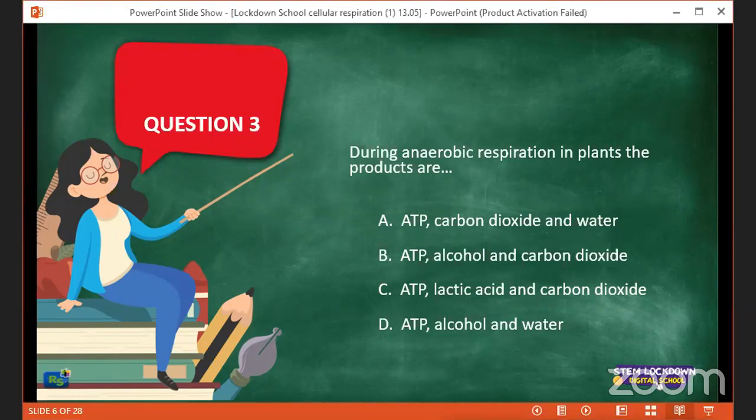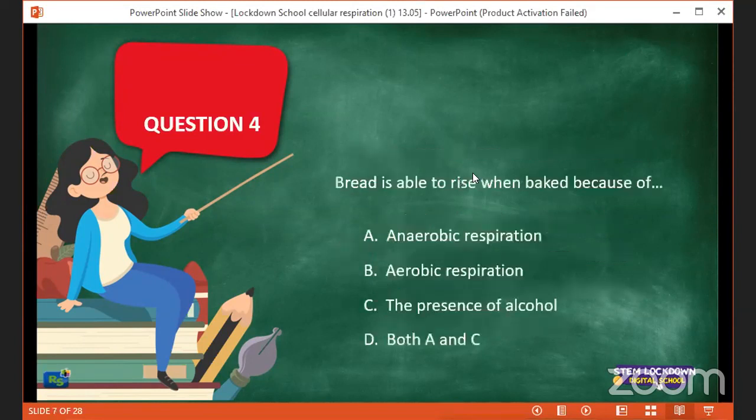All right, so the correct answer is B, ATP, alcohol, and carbon dioxide. Remember that the products ATP, carbon dioxide, and water, we get in aerobic respiration, right? And option C, which is ATP, lactic acid, and carbon dioxide, we get in animal cells, right? And then ATP, alcohol, and water, that is usually in yeast. Now let us look at the last question before we look into today's work.